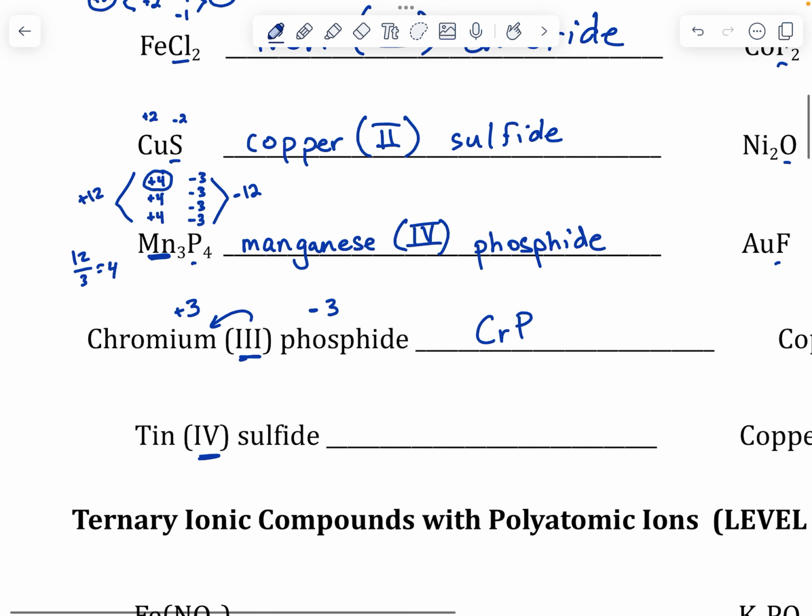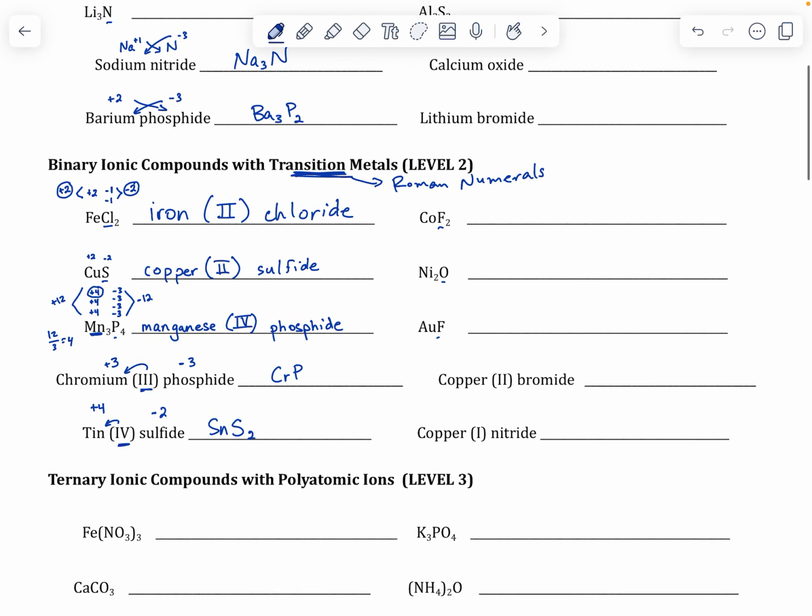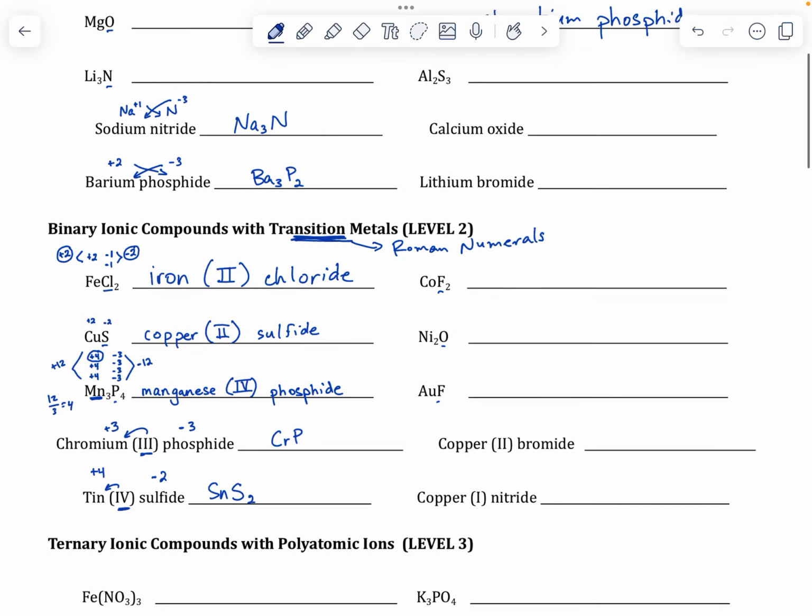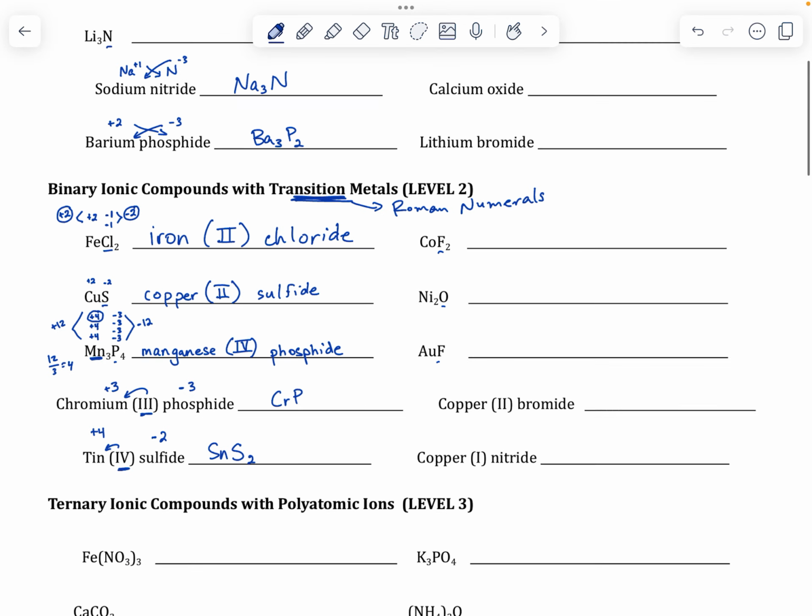That's similar here in this case with tin being a +4 per its Roman numeral and sulfur having a -2 charge. You crisscross, you could end up with something like this. However, we need to simplify that, so our actual formula is going to be SnS2. All right, so that's going through adding the transition metals there.